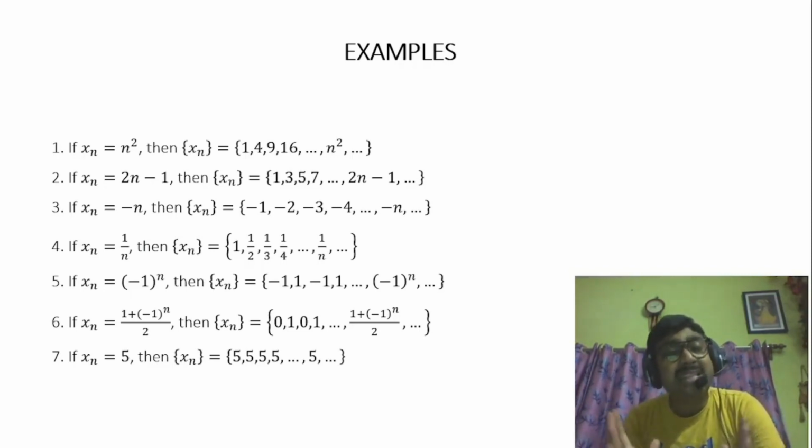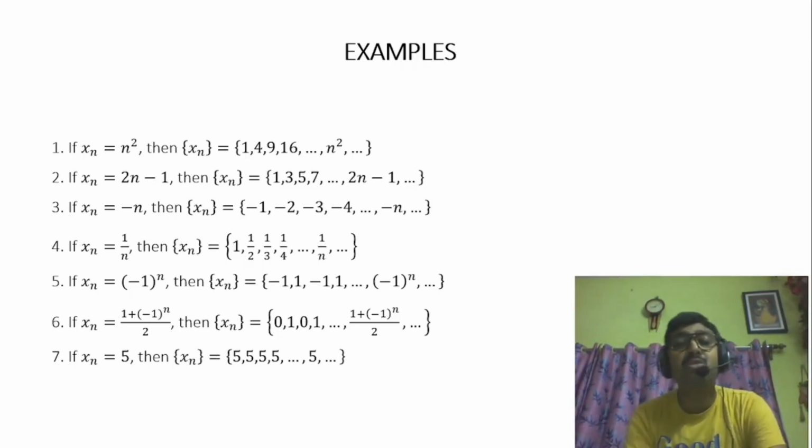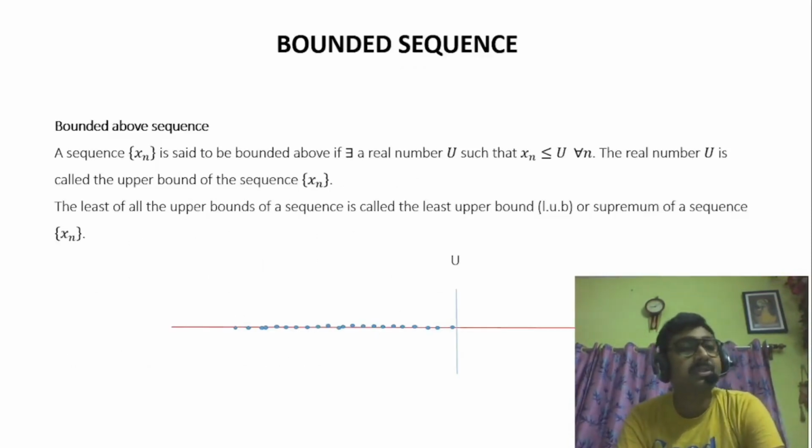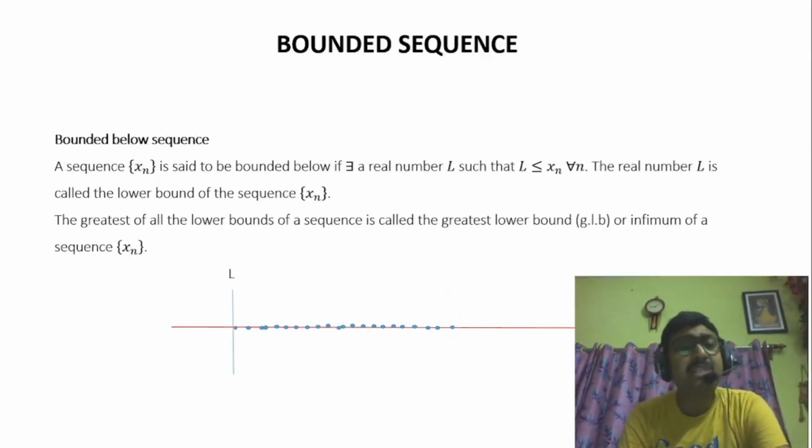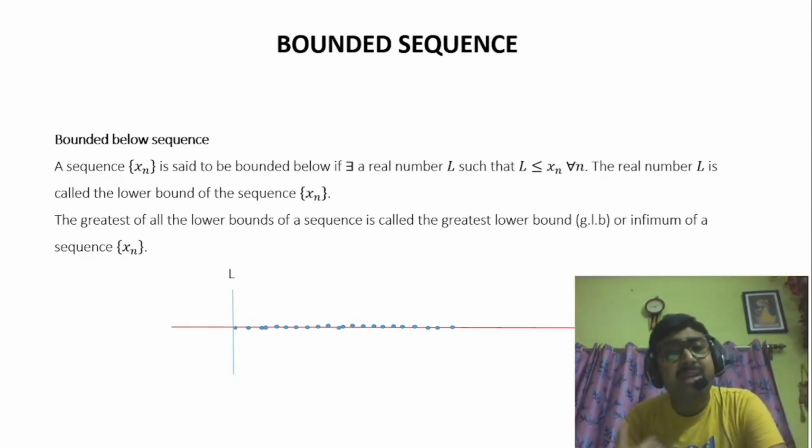Now from that set of upper bounds we identify the least one, and that is called the least upper bound or supremum. Okay, next, bounded below sequence. What is a bounded below sequence? A bounded below sequence means there exists a real number L such that xn is greater than or equal to L for all n. That number is called the lower bound and the sequence is bounded below.